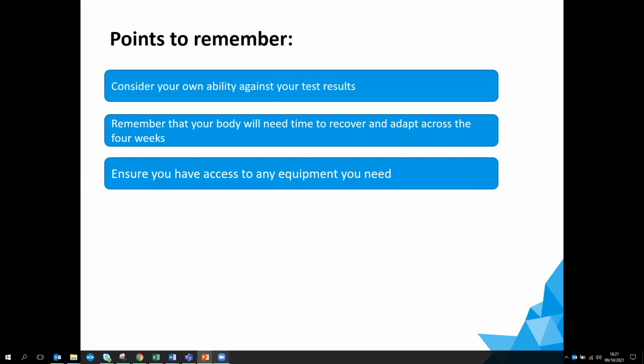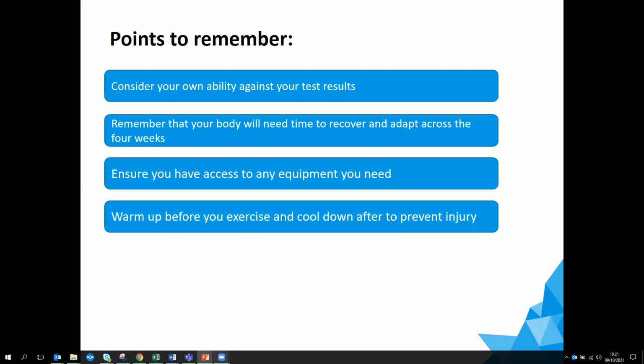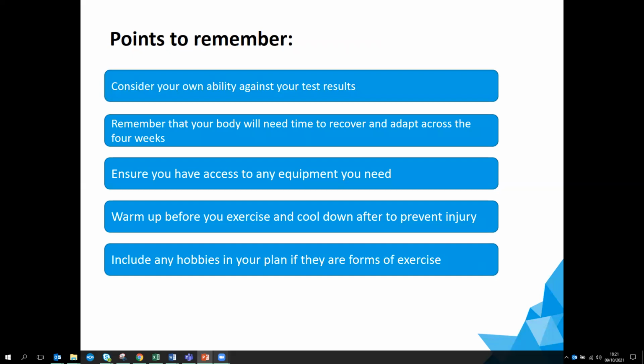Make sure that you have access to the equipment required to carry out the activities that you set yourself. Warm up before any exercise and cool down after to prevent injury. Include any hobbies in your plan that you would normally do as part of your day-to-day life. So for example, if you play rugby, football, netball, or walk the dog, these are all forms of exercise and they can help you to reach your target.